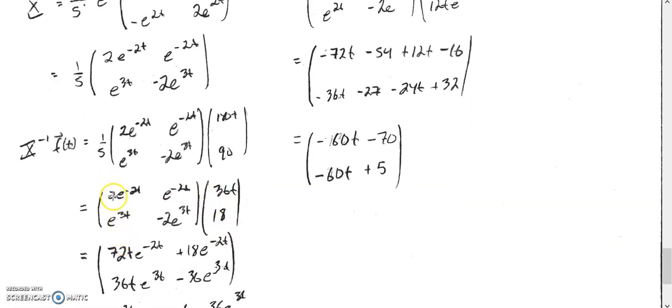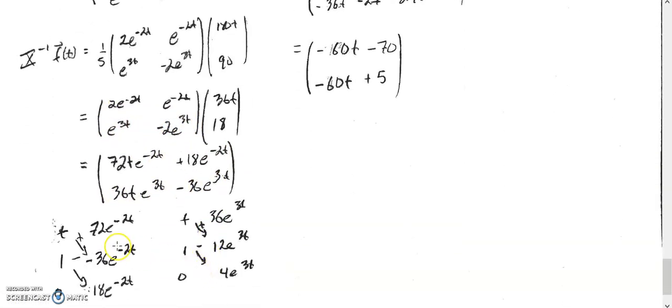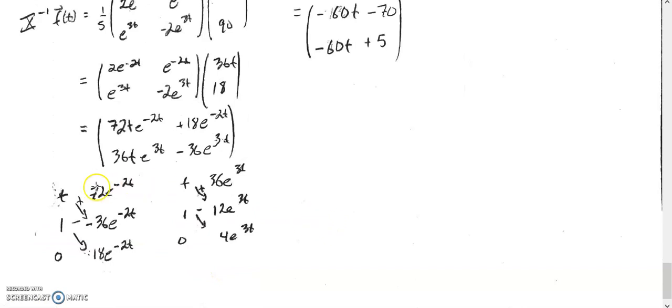Then I did my matrix multiplication across and down. So I got this times the 36t plus this times the 18. That gave me 72t e to the negative t plus 18 e to the negative 2t. Same thing, this got multiplied by the 36t, this got multiplied by the 18, and they get added like that. I only get 15 minutes with the free version of Screencast-O-Matic here, so I need to go faster.